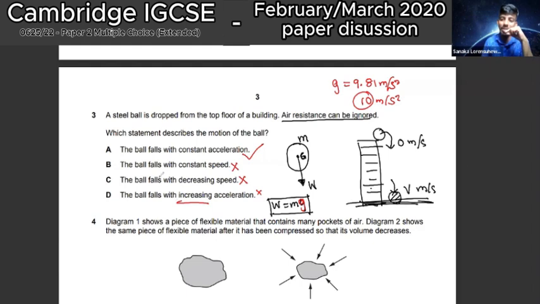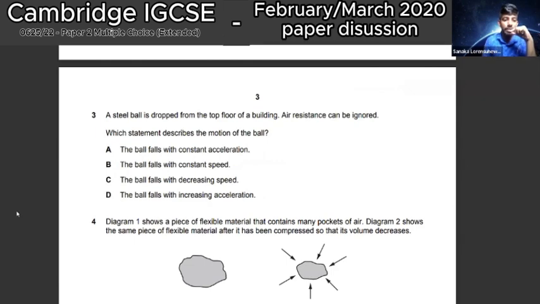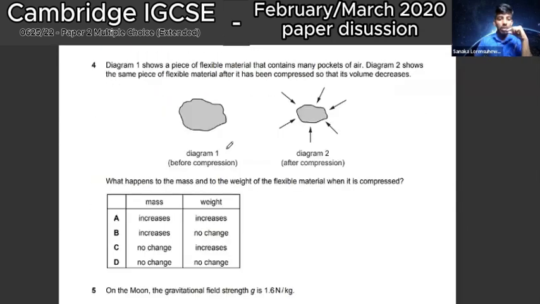Actually, increasing velocity, increasing speed, is what happens, but there is no answer saying increasing speed. Therefore, our answer is A. The ball falls with constant acceleration. This constant acceleration is the gravitational acceleration. So the final answer is A. The correct statement is A, constant acceleration. Okay, right. Fourth one.